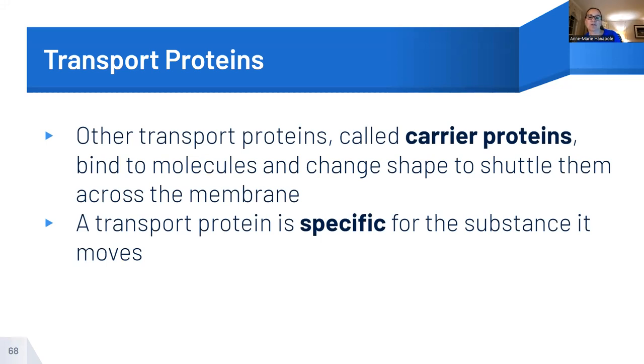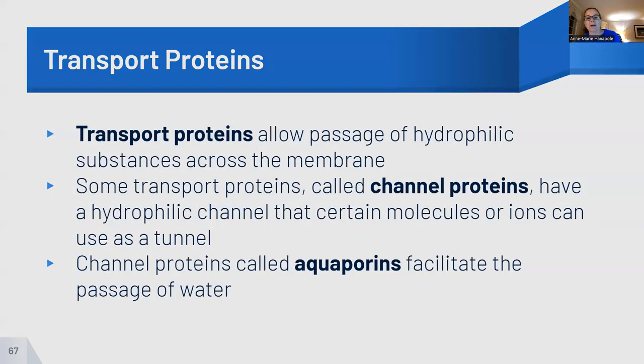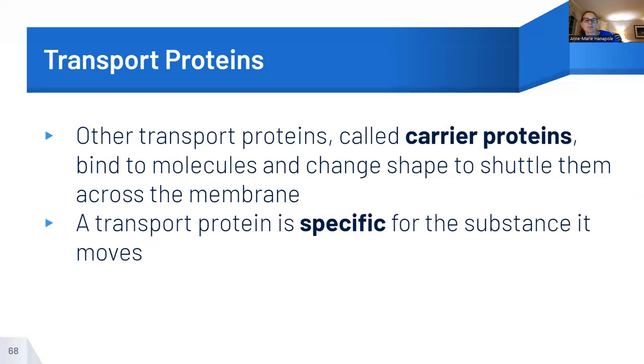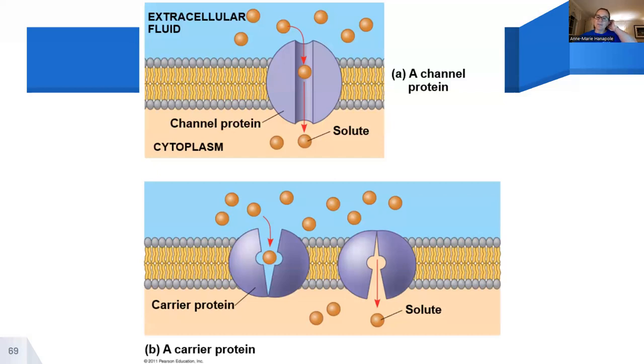And then those channel proteins are kind of like tunnels. But there are also carrier proteins that will transport molecules into the cell. Those molecules will bind to the carrier protein, and then it carries them into the cell by changing shape and kind of shuttling them across the membrane. And those are going to be very specific because molecules have to bind to those proteins to be brought into the cell. So the top diagram here is showing you a channel protein, so kind of like a tunnel, allowing those molecules to flow in. And then a carrier protein, you can see on the bottom, the molecule will bind, and then that causes that protein to change shape, and then it shuttles it to the inside of the cell.